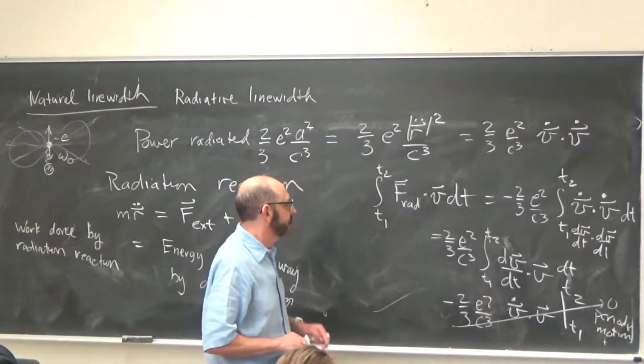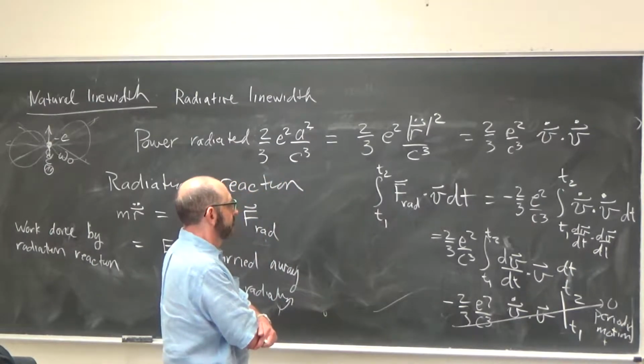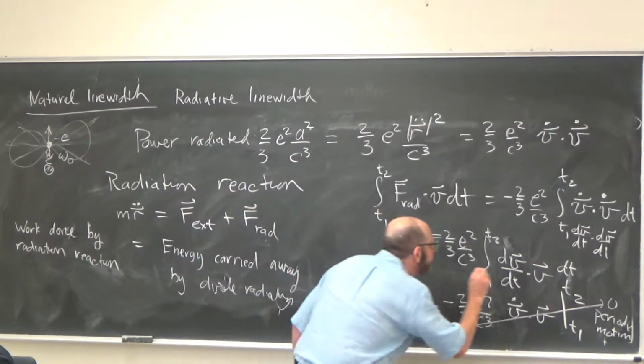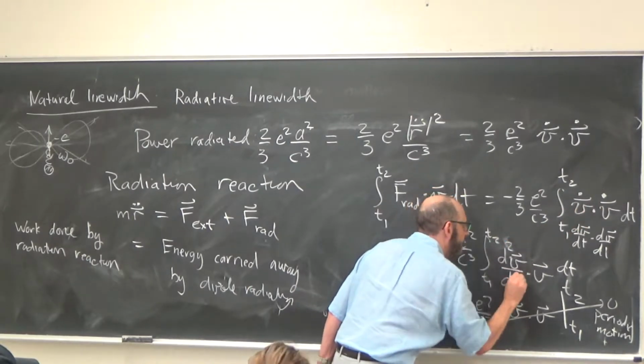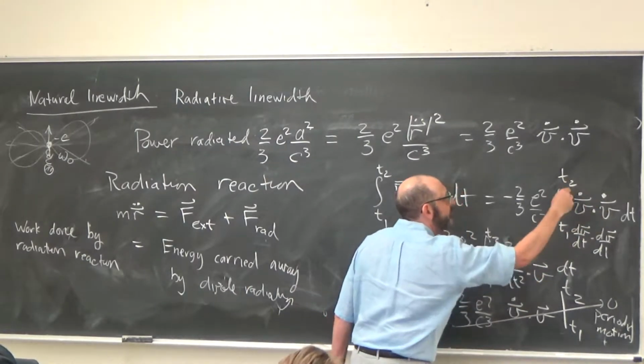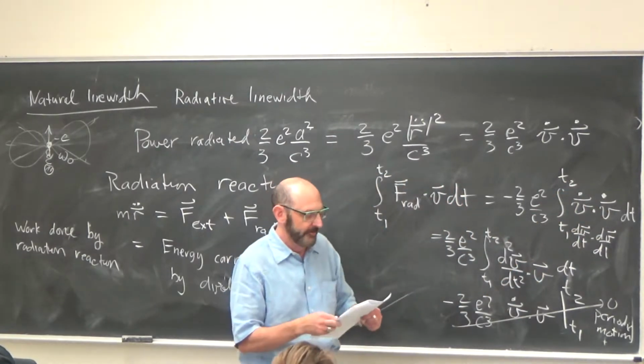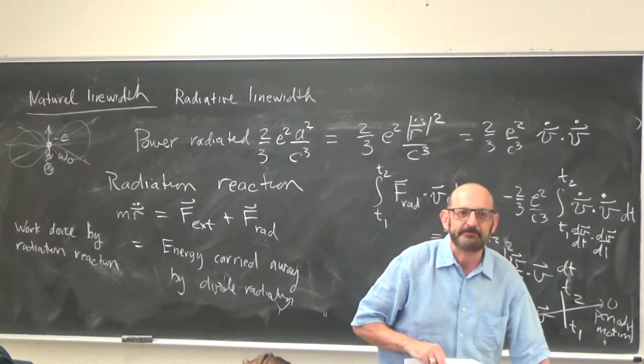In other words, it's d squared v by dt. Oh, yes, it's the second derivative. I'm putting one of these derivatives onto that. Yes, thank you. Sorry about that. Yeah, indeed. Correct.